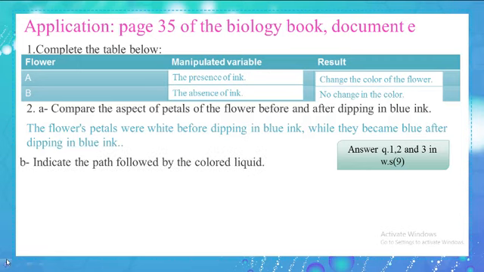Indicate the path followed by the colored liquid. How did the colored liquid transfer inside the flower? It transferred from the stem to the leaves and the flower's petals.